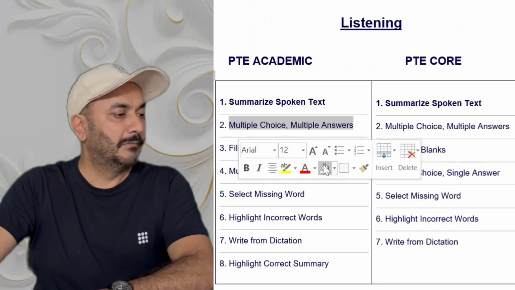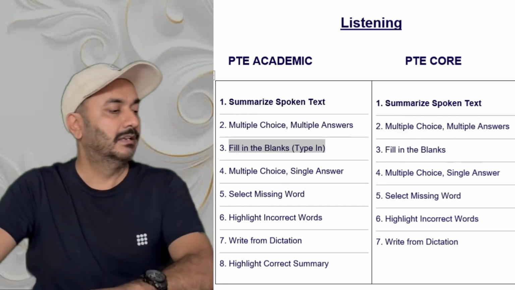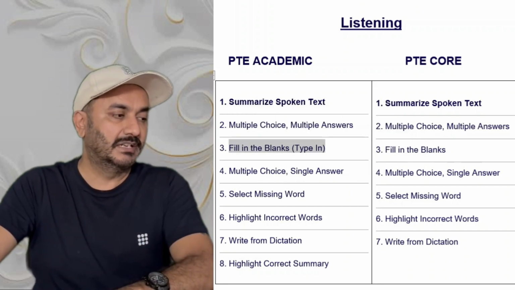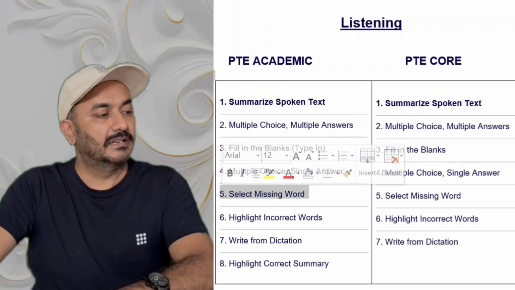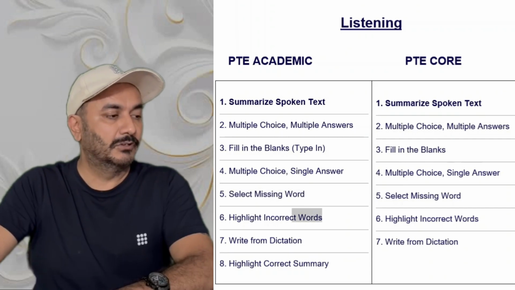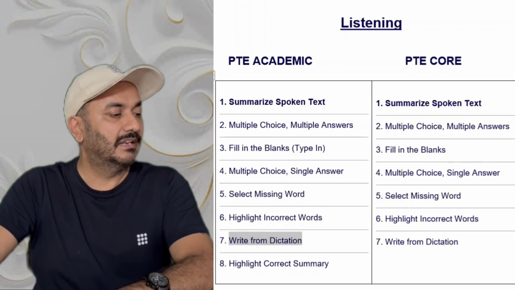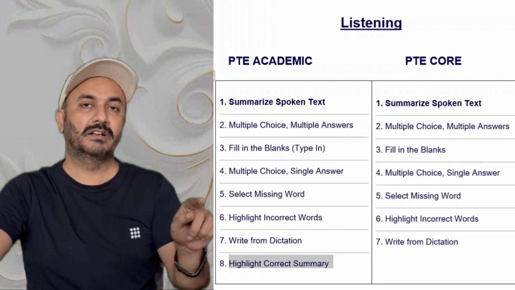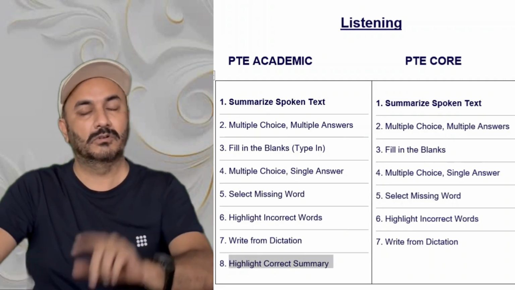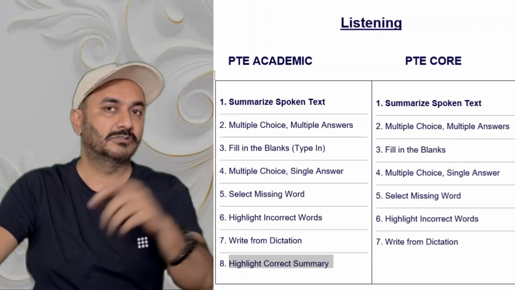The third one will be fill in the blanks, which you have to type in after listening. Then there is a multiple choice single answer. Then there is a select missing word. Then highlight incorrect word question. Then write from dictation questions, and then highlight correct summary. This is the only question which you will find in PTE Academic but not in PTE Core. So let's find out in detail with video what these questions exactly are.